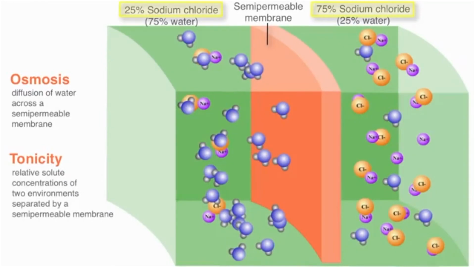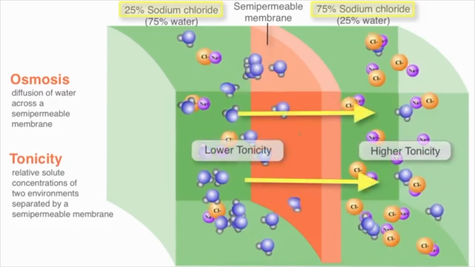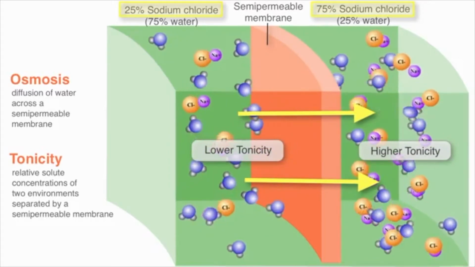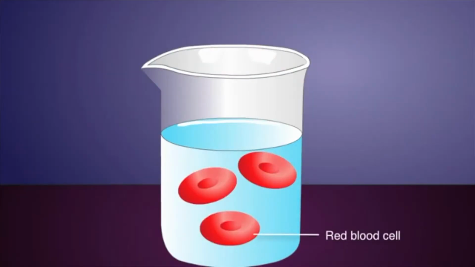Here we have two environments separated by a semi-permeable membrane. On the left we have an area of low concentration and on the right we have an area of high concentration. Low solute concentration equals low tonicity, whereas high concentration equals high tonicity.